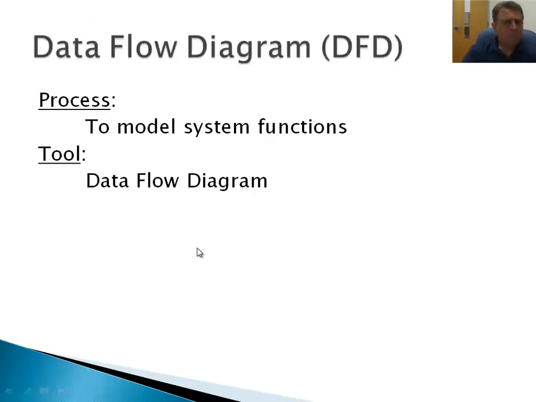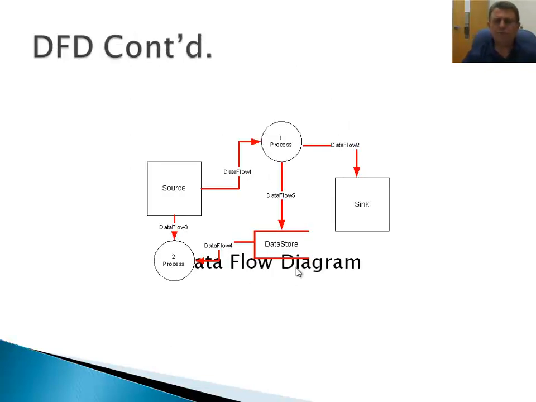Data flow diagram. First, in part one, I just want to mention what the process is, what the tool is, and what's going on, and then we'll go to the follow-up. The process here is to model systems function. That's what we are trying to do with data flow diagram. We want to model systems functions, the tasks the system is going to perform, all right? And the tool is the diagram, data flow diagram, that we're going to use.